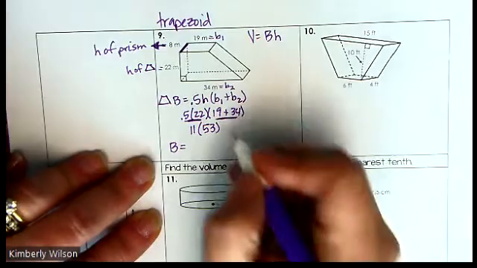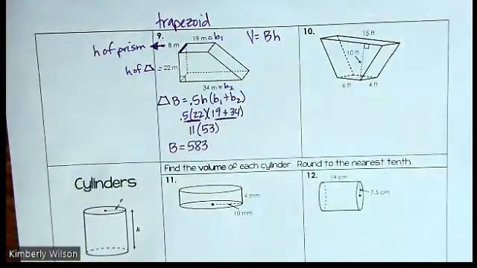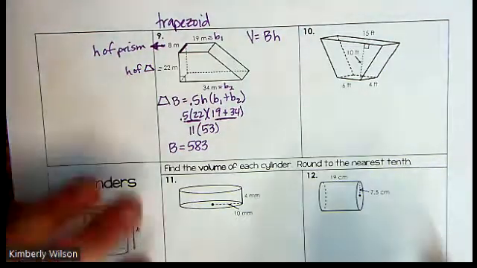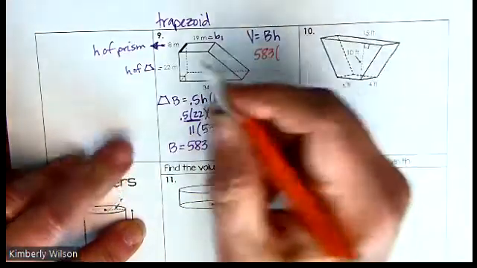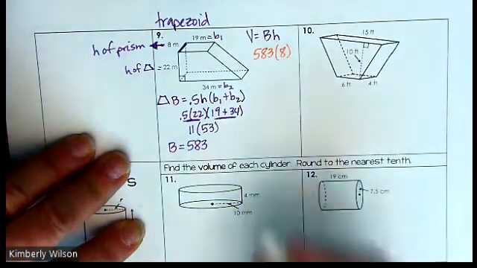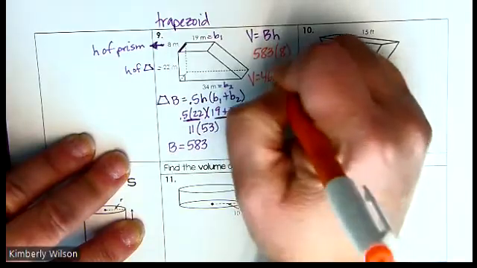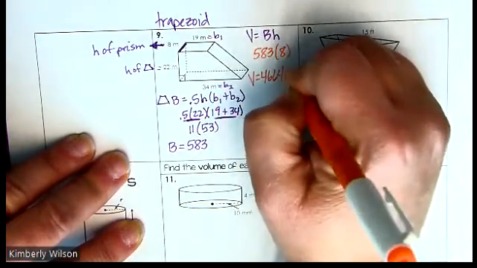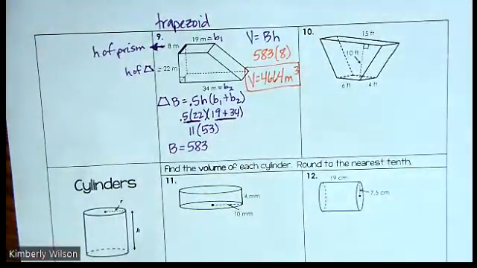Which is 583. Now that I know the capital B, I'm going to plug it in up here. So I'm going to have 583 times the height of the prism, which is 8, which gives me that my volume is 4664 meters cubed. There we go. We're done.